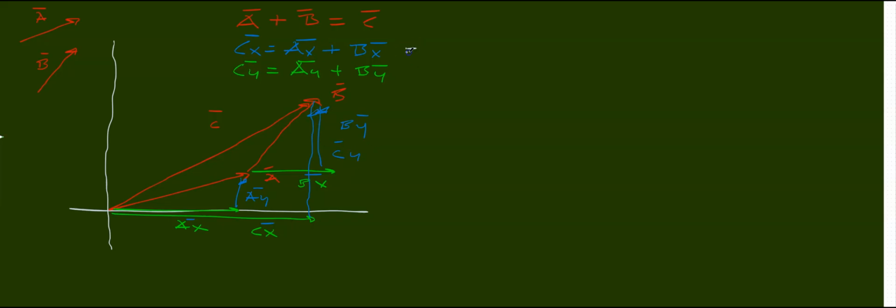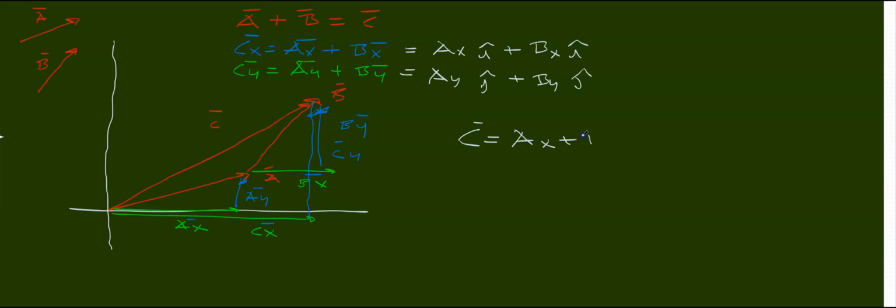So I can re-express this as Axi plus Bxi, and I can re-express the addition of vectors in Y as Ayj plus Byj. And what this gives us is that vector C will be, if I rearrange everything, Ax plus Bx in the i direction plus Ay plus By in the j direction.